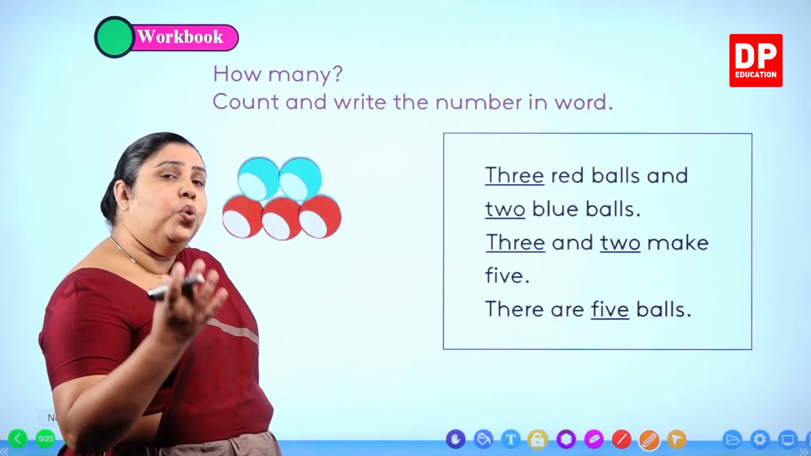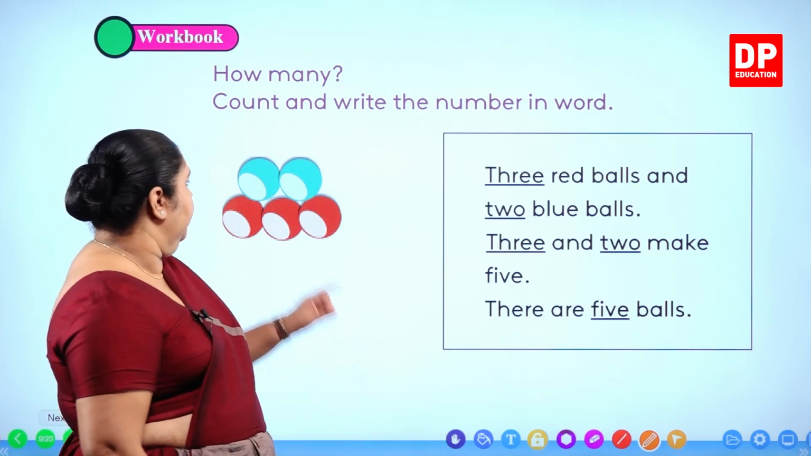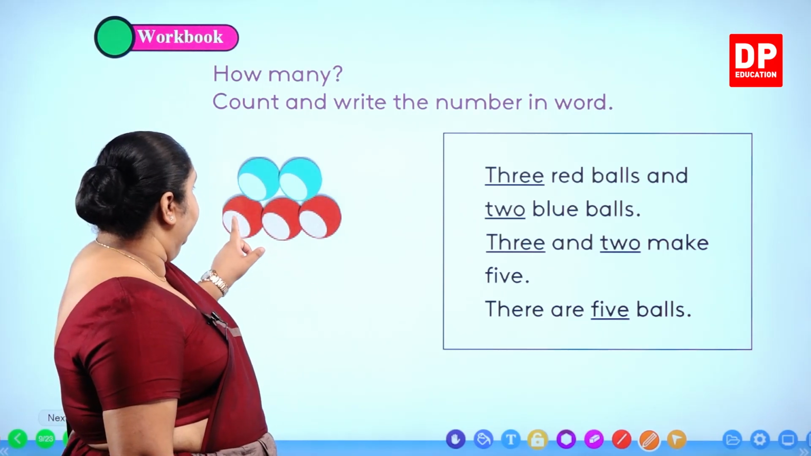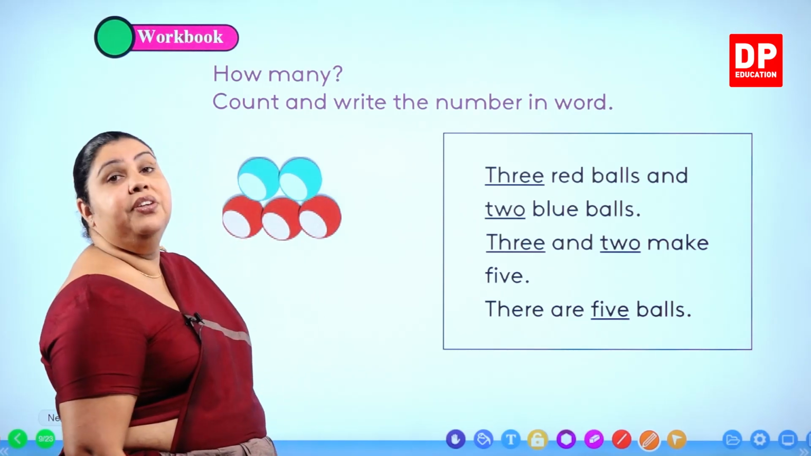Now there are 2 different colors. The first 2 is in blue and the last 3 is in red.